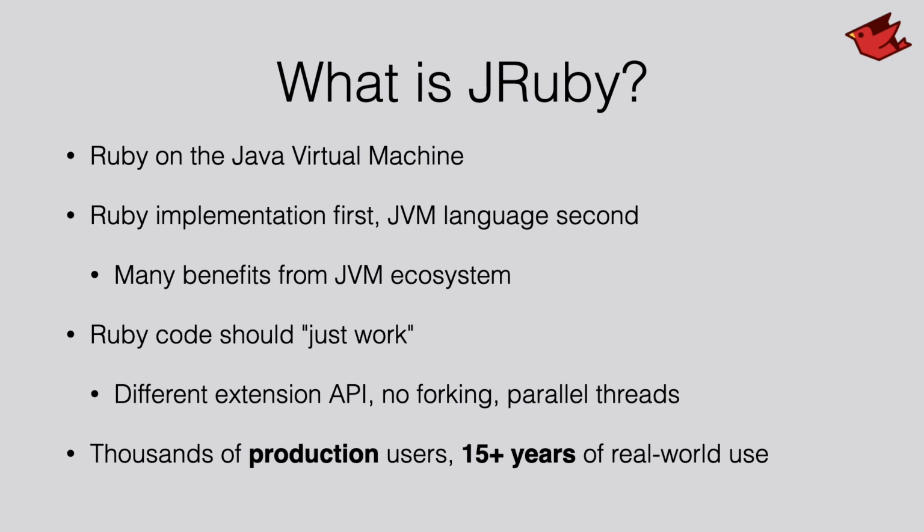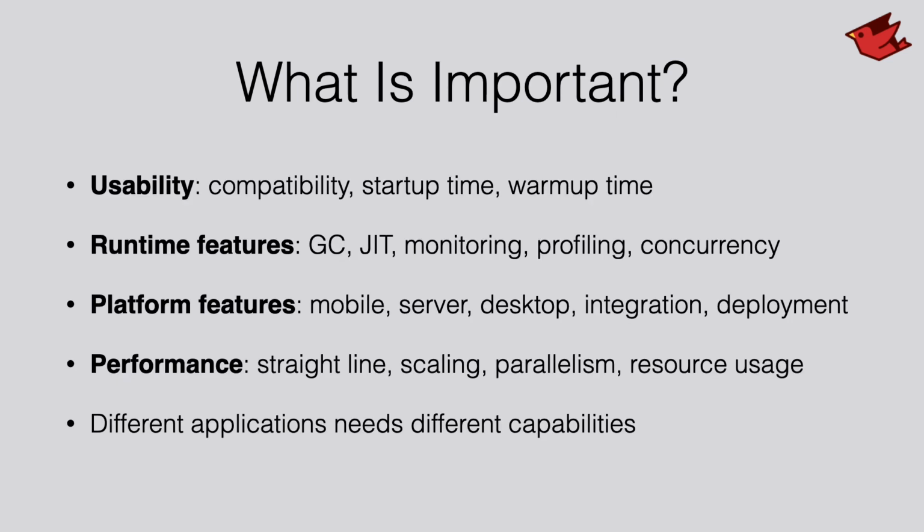But JRuby is the most successful of any alternative Ruby implementation. Over the years, we've had thousands of production users. There's probably thousands of production users out there right now. 15 or more years of real-world use, and really the only Ruby implementation that's ever seen large-scale production deployment other than standard Ruby. So what do we believe is important when building a Ruby implementation?